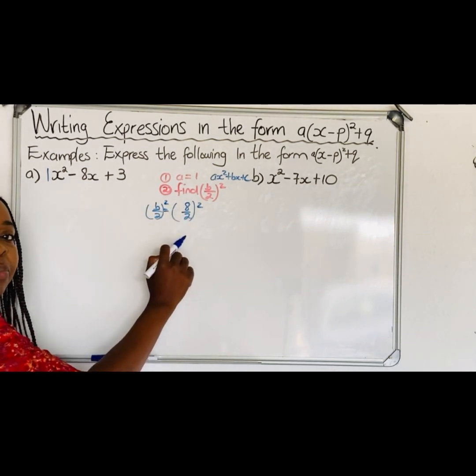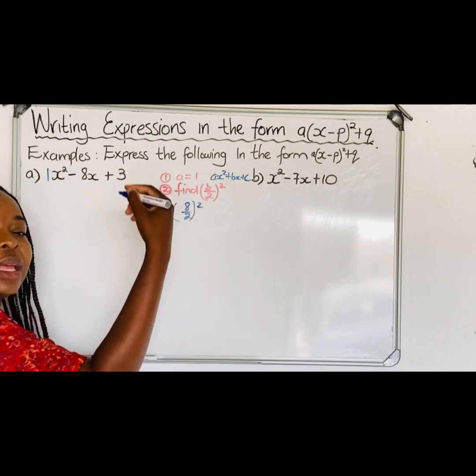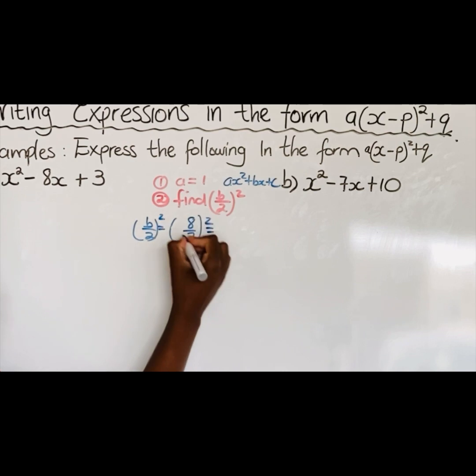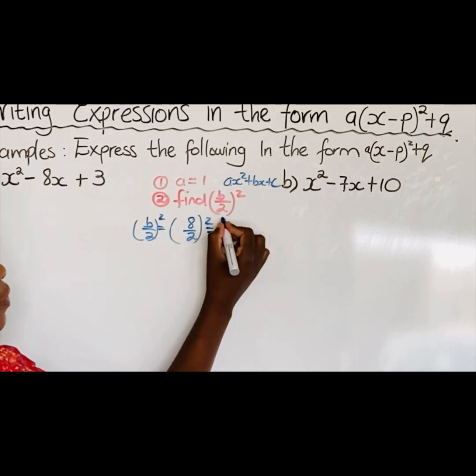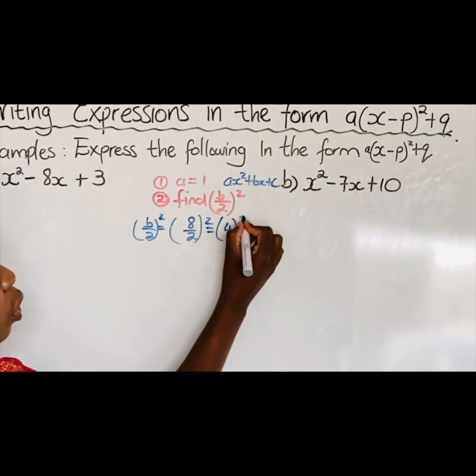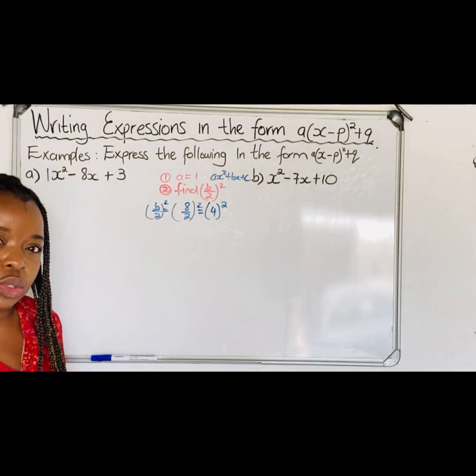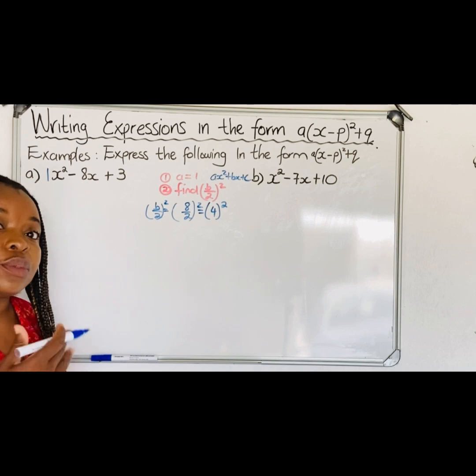We can simplify the inside part, but we don't need to remove the brackets. So we are going to simplify 8 divided by 2, and that is going to give us 4, and we keep it as 4 squared. Don't use 16, which is the answer to 4 squared. We keep it as 4 squared.